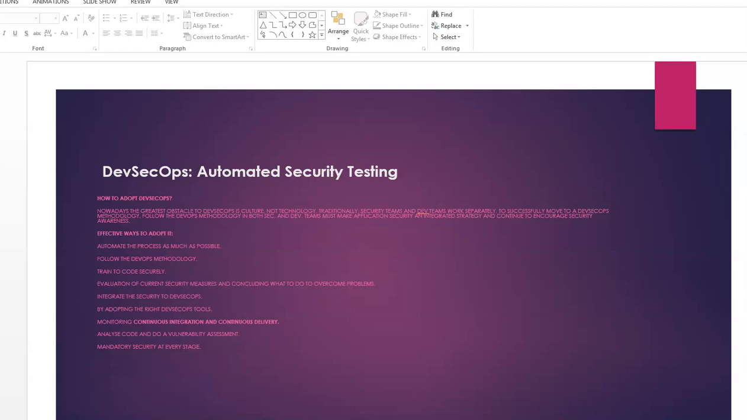Okay, we have discussed the benefits and the other aspects, and now we'll discuss in detail how we try to adopt the concept of DevSecOps. Completely, we have to do what? We have to automate the process as soon as possible.